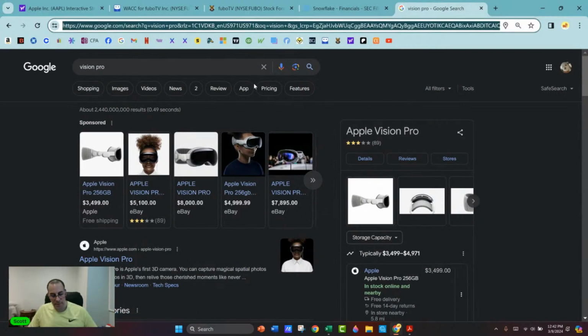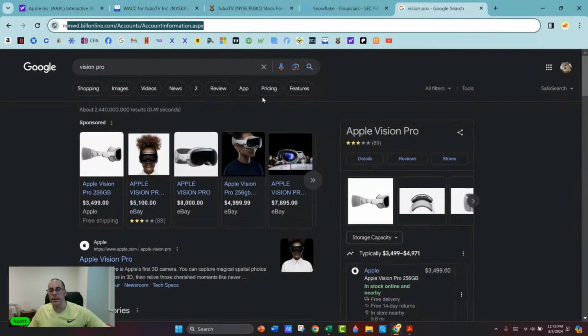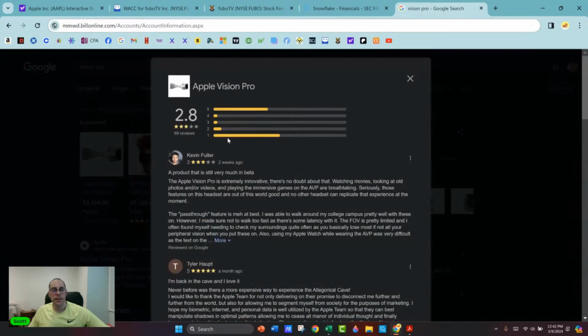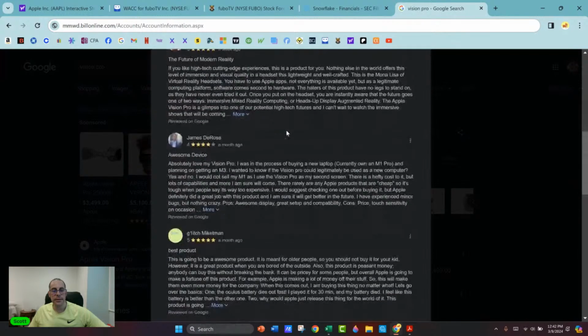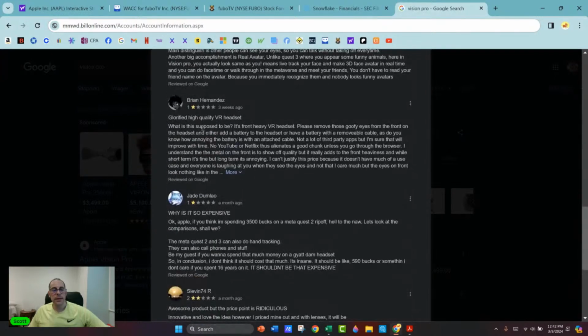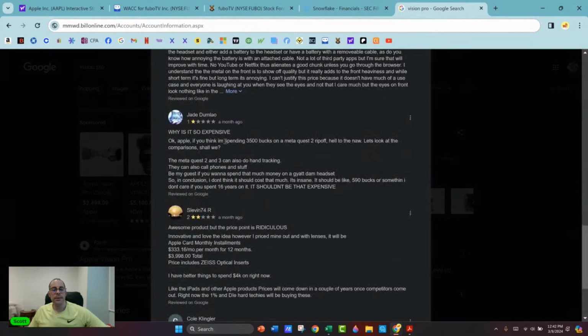All Meta. So that's not... They don't have good reviews though. That's not good. A lot of ones. I wonder why there's so many ones. What is this supposed to be? It's a front heavy VR set. Please remove these goofy eyes from the front of the headset. Okay, Apple, if you think I'm spending $3,500 on a Meta Quest 2 ripoff, hell to the no. Let's look at the comparison, shall we? The Meta Quest 2 and 3 can also do hand tracking.